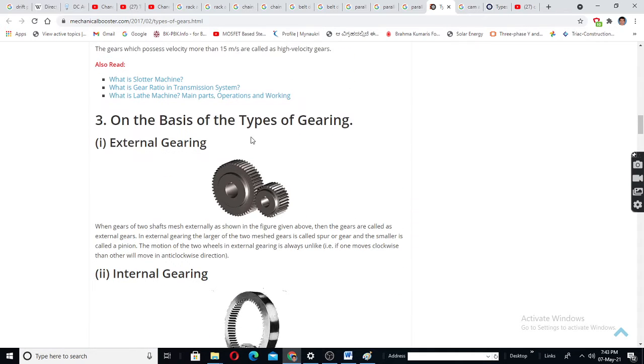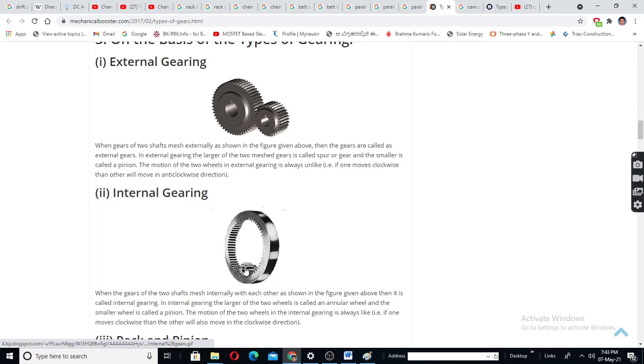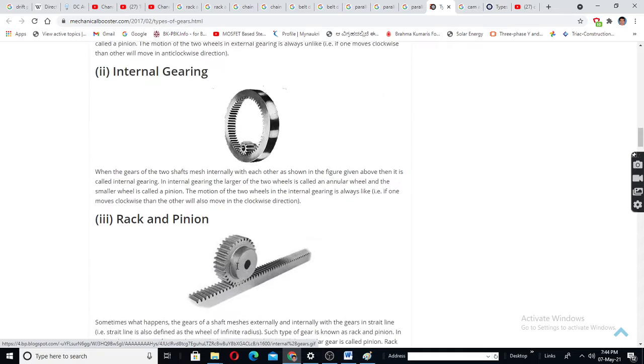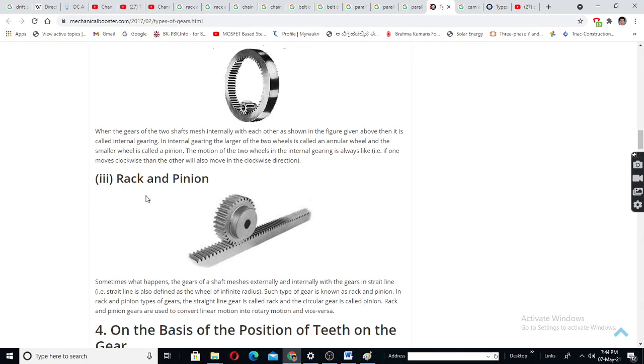See, this is an external gearing. Both the gears are one outside the other. Here it is internal gearing. See, the one gear is inside the other. And this is called rack and pinion, converting linear motion to rotary motion. If this is the driver and this is the follower, you have a rotary to linear converter. If this is the driver and this is the follower, driven, then you have a linear to rotary converter.